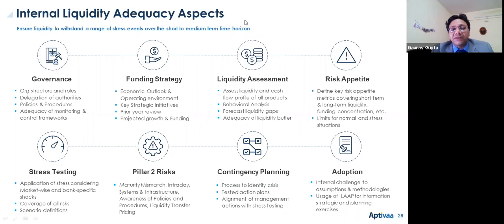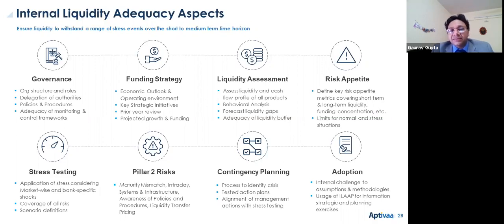Next is the pillar 2 risk, similar to ICAAP. So here again, Basel and the relevant regulator have prescribed a set of pillar 2 risks. This generally goes from 10 to 12. And the bank has to establish the outflow factor or the inflow factor for all those pillar 2 risks.